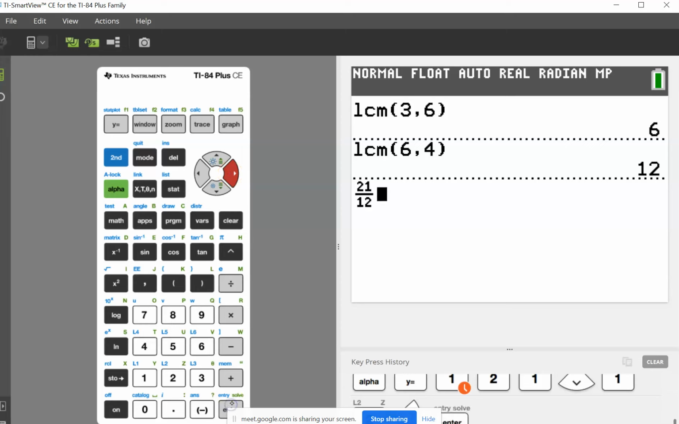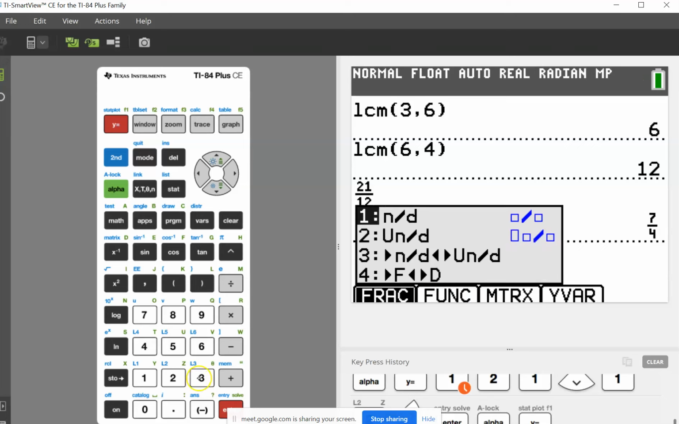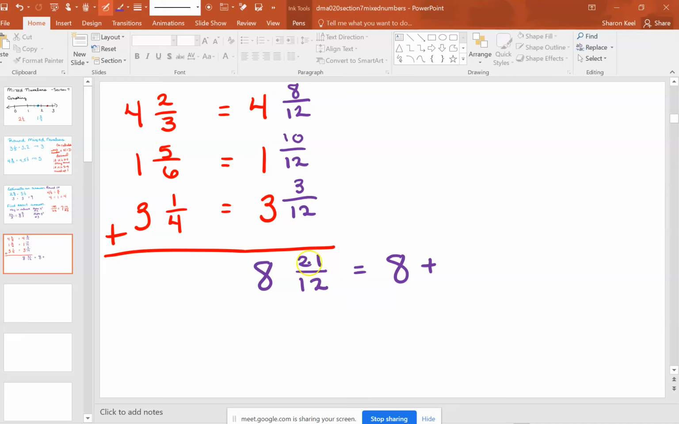Once we key that in, it went ahead and reduced the improper fraction a little bit for us. We then do alpha y equals, and we're going to choose number 3, and number 3 makes that converted into a mixed number. It's 1 3/4. So the 21 twelfths is equivalent. Now to get our final answer, we have 8 plus 1 is 9, and that's how you would go about doing this longhand. You may do all of this using the calculator.